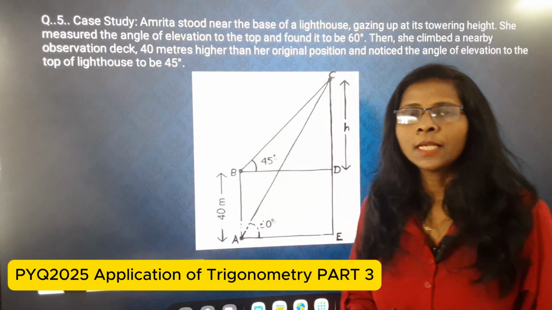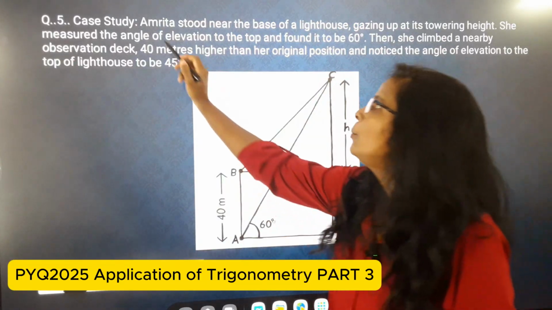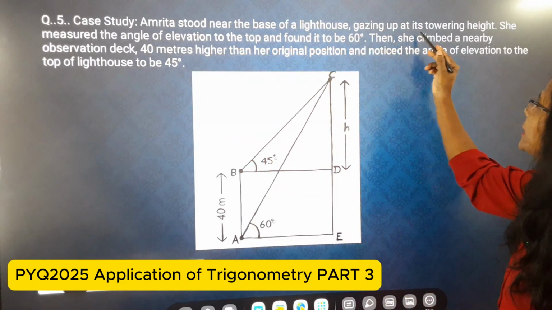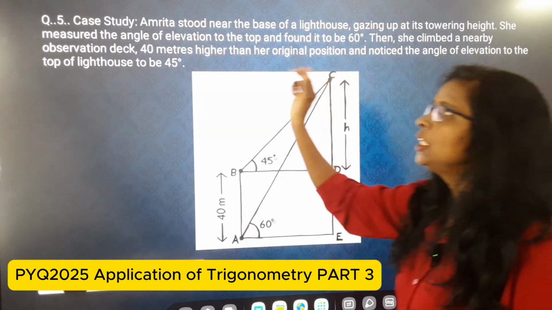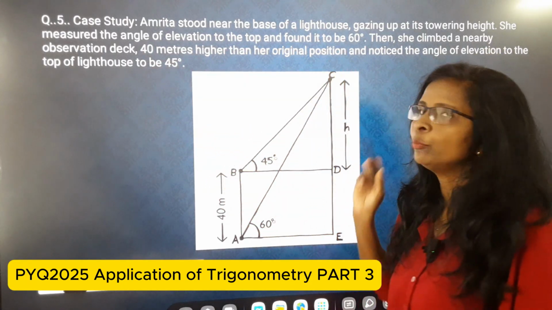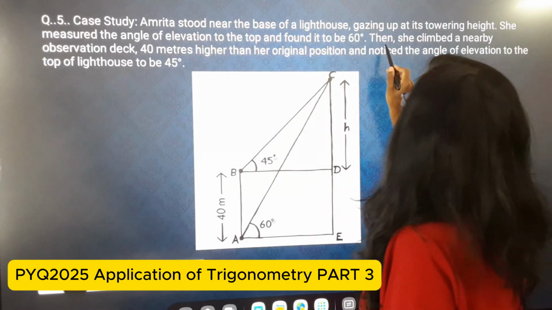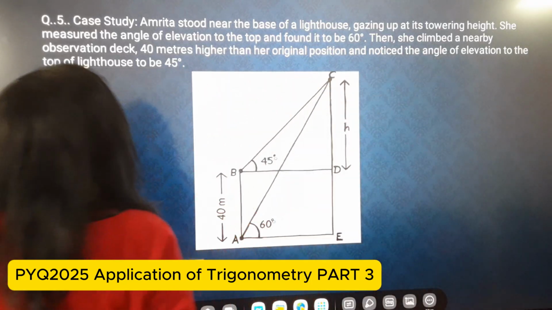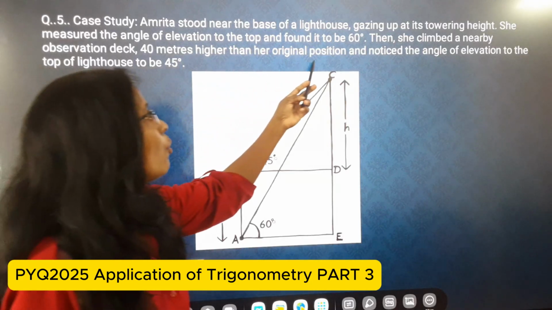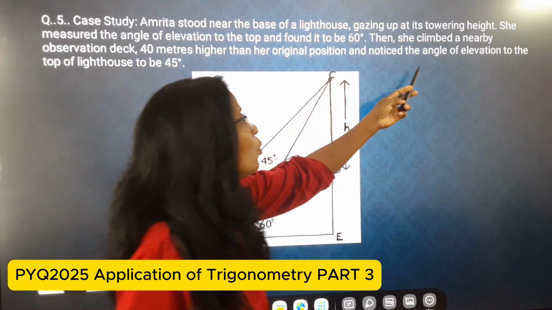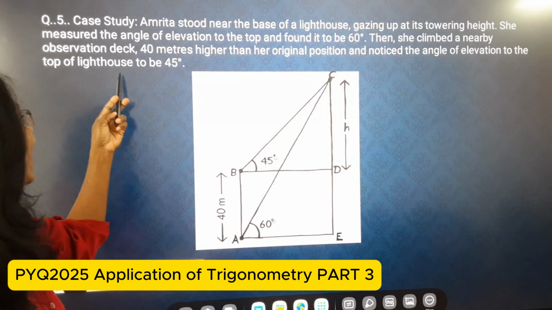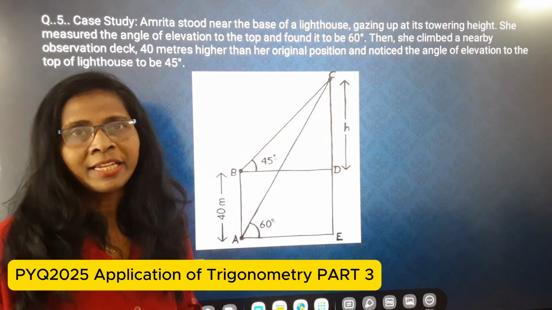Question 5, students, about the case study. Amruta stood near the base of a lighthouse. Gazing up at its towering height, she measured the angle of elevation to the top and found it to be 60 degrees. Then she climbed a nearby observation deck 40 meters higher than her original position and noticed the angle of elevation to the top of the lighthouse to be 45 degrees.